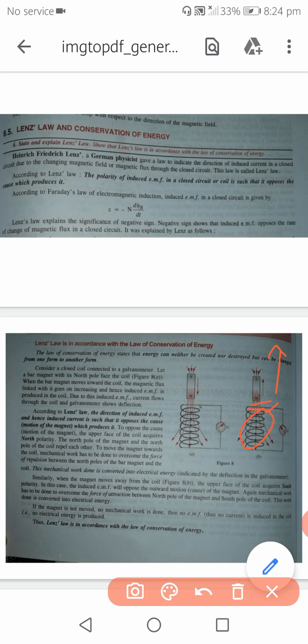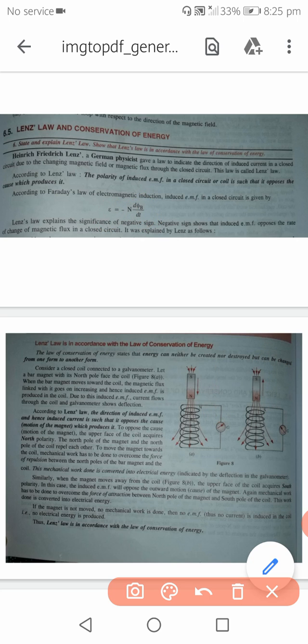Okay, so in simple words, what Lenz said is that it opposes the cause of induction. See, it is opposing. When the magnet is coming near the coil, it is not letting it come. When it is going away from the coil, it is not letting it go. So that means it is opposing the motion, and motion is the main cause of induction. When there is motion, only then does induction take place. And thus the induced EMF is such that it opposes, that is this negative sign. It opposes the main cause of induction.